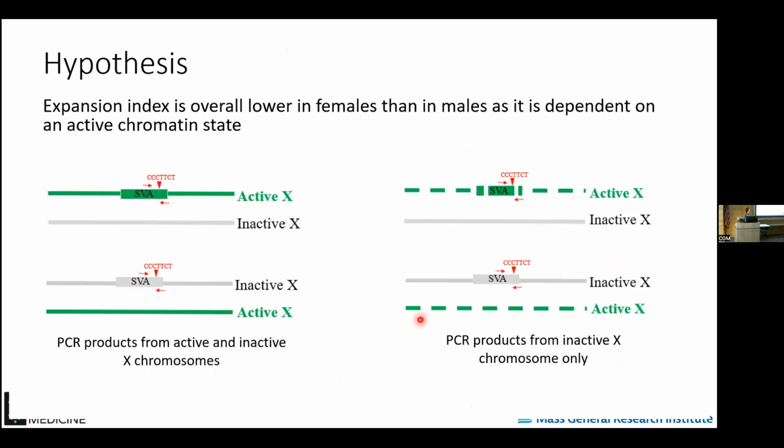And so the hypothesis for my project this summer was that the expansion index is overall lower in females than it is in males, as it's dependent on an active chromatin state. We were going to try and test this through the use of a methylation sensitive enzyme, in hopes to destroy an active X chromosome that contains this SVA region. In previous studies, the PCR was taking a product from an active X chromosome and an inactive X chromosome containing this SVA region. However, to test this hypothesis, our goal was to destroy the active X containing this SVA region and only get PCR products from the inactive X.